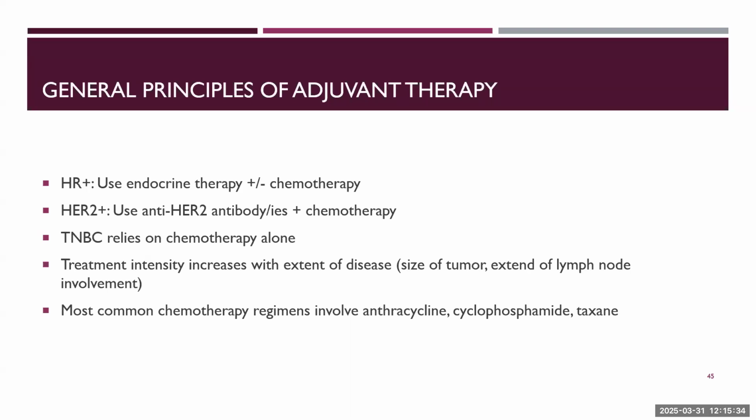And treatment intensity increases with the extent of the disease, so the size of the tumor and the extent of the lymph node involvement. The most common chemotherapy regimens that we use involve an anthracycline, cyclophosphamide, and also a taxane. So those are going to be our backbones of treatment.